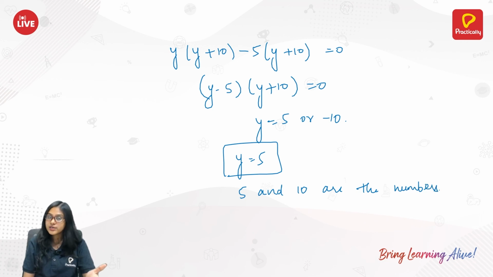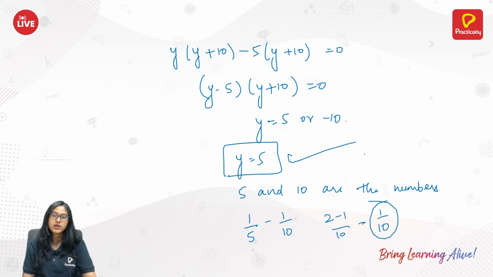Now if you want, if it is correct, just check it, okay? So we'll check 1 by 5 minus 1 by 10. We have to get how much? 1 by 10. So take LCM, 2. So 2 minus 1 by 10, that is 1 by 10. So your answer is absolutely correct.